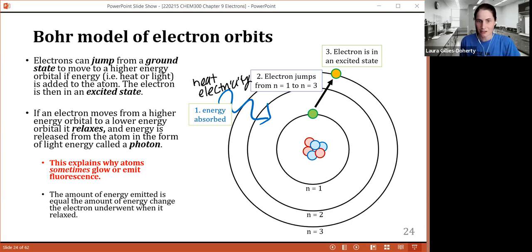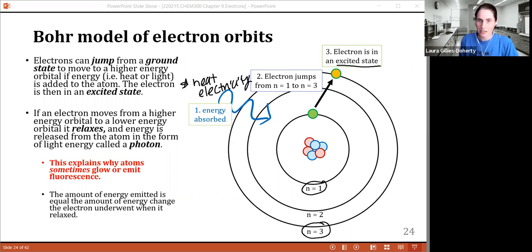And so let's say this electron jumped from the first orbital, n equals 1, up to n equals 3. It had enough energy to jump 2 rungs of the ladder. We now say that this electron is in what's called the excited state. It's at a higher energy level than it normally would be, because the atom had some energy added to it. That energy can't just disappear. It gets transferred to the electrons in the atom, and they can jump up to this higher energy state.